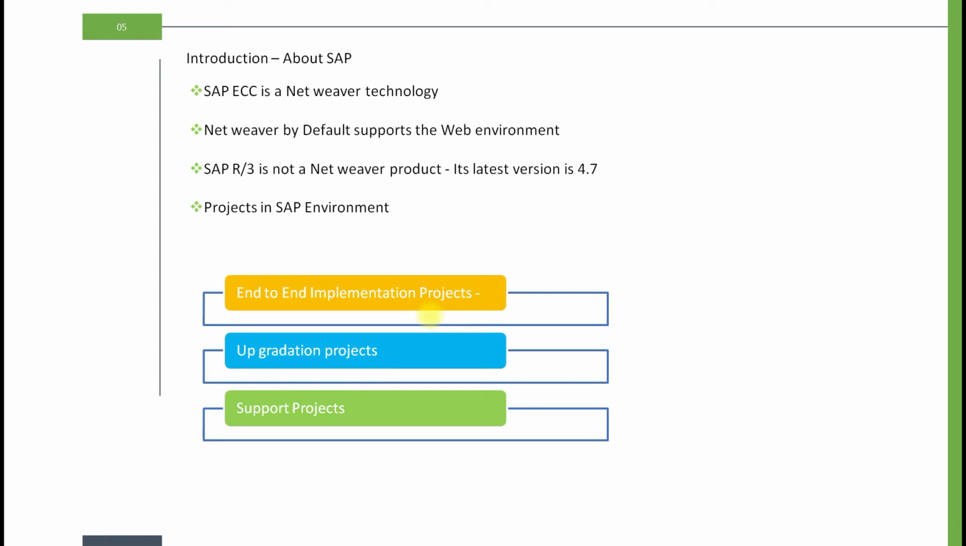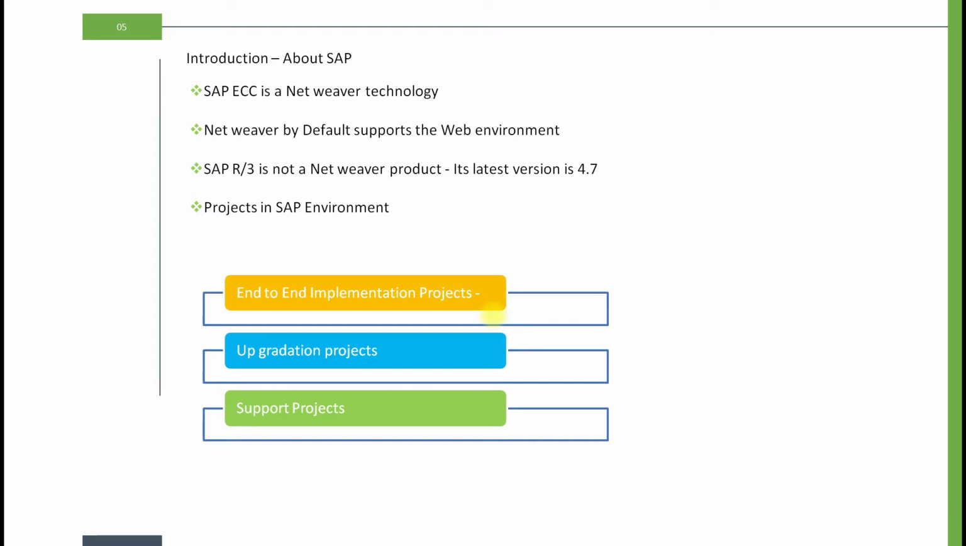What are all the projects I will work on in SAP? As an ABAP consultant, I have to work on these three kinds of projects: end-to-end implementation projects, upgradation projects, and support projects. Now, what are end-to-end implementation projects? These are new projects where SAP is installed afresh, or I'm going into a new module, and all the reports have to be done from scratch.